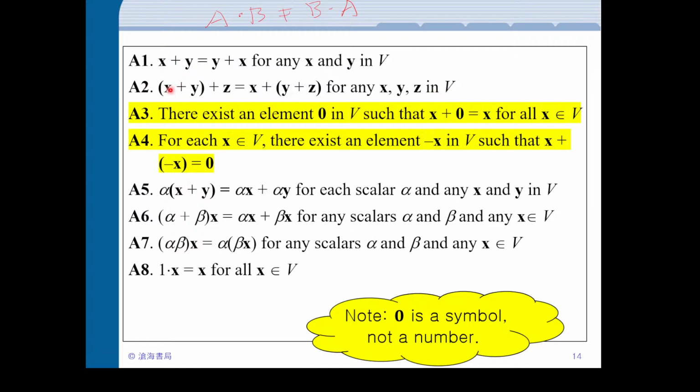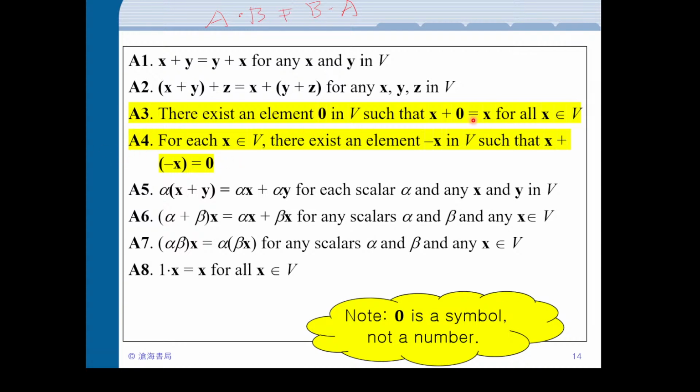So x plus y first, then plus z, should equal x plus y plus z first. Okay. Yeah, so plus should be just like our scalar plus. And then for vector addition, we want it to have a 0 and an inverse.